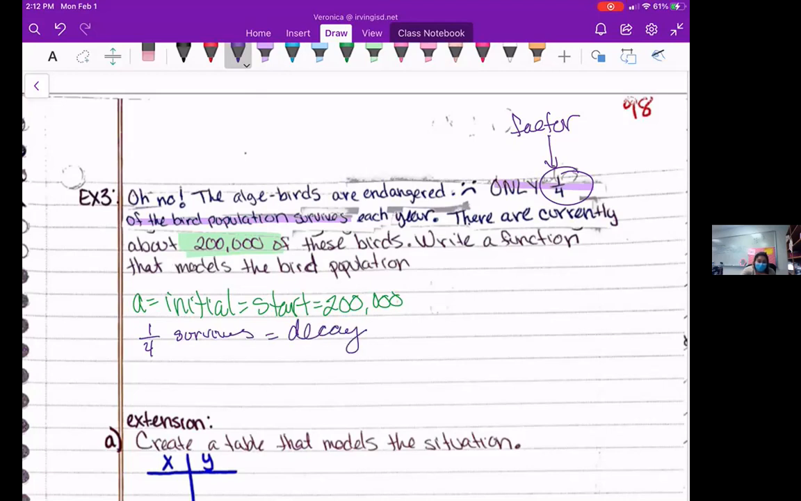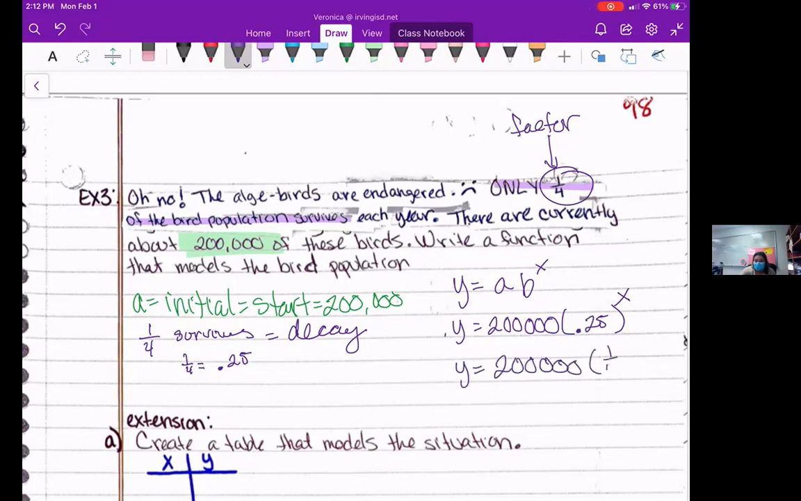And that makes sense because 1/4 is equal to 0.25. So our equation is a times b to the power of x. Your a is always going to be your starting value, which is 200,000. And then your b is your factor, which in this scenario, I already gave it to you, was 0.25, and then to the power of x. The other way you can write this is as a fraction, which would be 1/4 to the power of x. So both of these are correct, right? The only difference is that one is a decimal and the other one's a fraction. But they both mean the same thing. Our factor is 1/4.